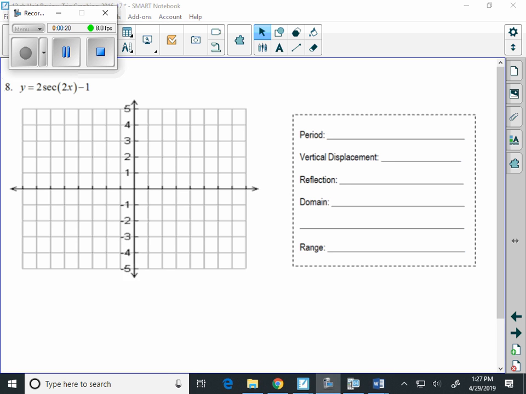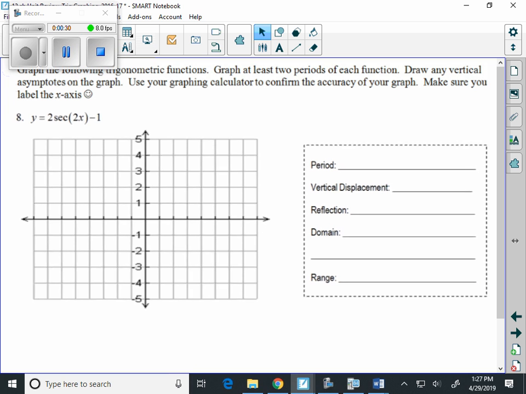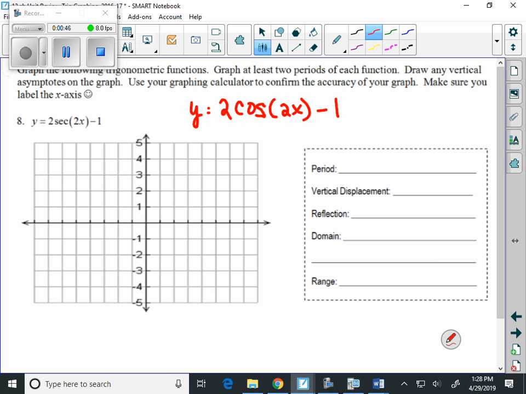So on this particular problem, y equals 2 secant 2x minus 1. As we start this, the first thing that we're going to look at here is the fact that secant is the reciprocal of cosine. So we're really going to graph y equals 2 cosine of 2x minus 1.